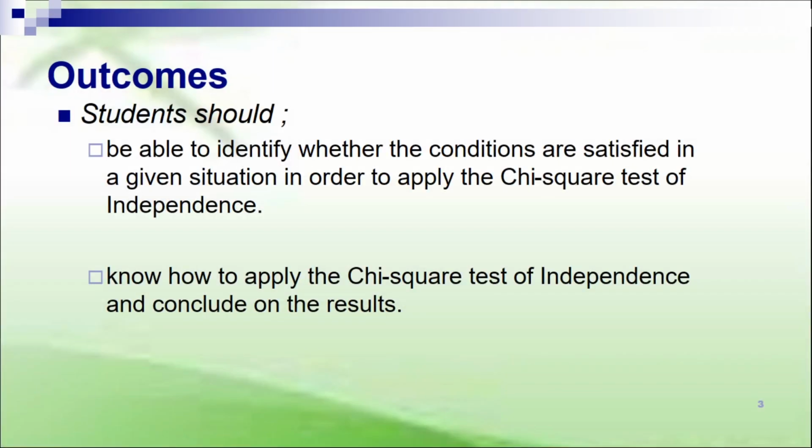At the end of this lesson, students should be able to identify whether the conditions are satisfied in a given situation in order to apply the chi-square test of independence. Prior to applying the chi-square test of independence, we have to check a few conditions. Then the second outcome is that students should know how to apply the chi-square test of independence and how to conclude the results.